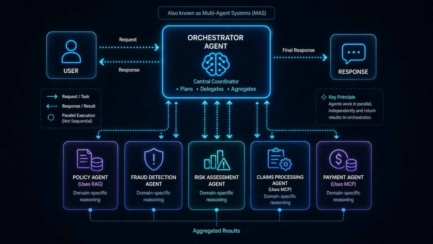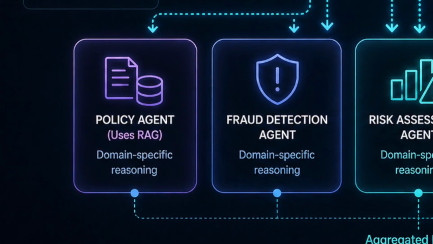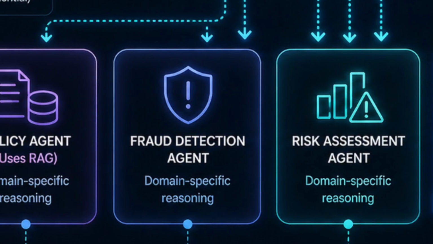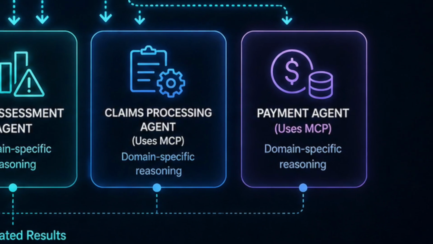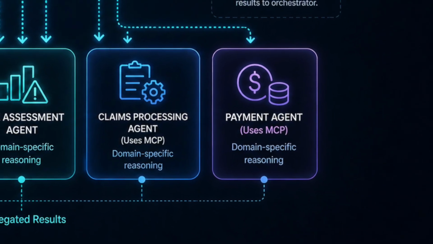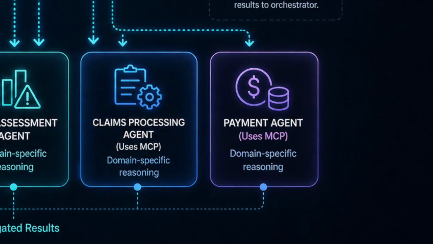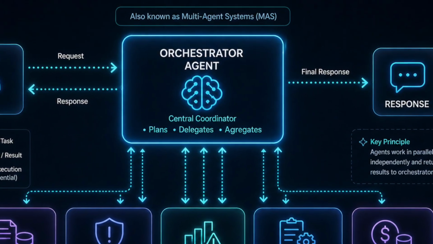So instead of scaling one agent, we introduce multiple specialized agents. And that's where A2A, agent-to-agent communication, also known as multi-agent systems, comes in. A2A allows multiple agents to collaborate like a team. Agents: policy agent uses RAG, fraud agent detects anomalies, risk agent estimates damage, claims agent uses MCP, payment agent processes payout.